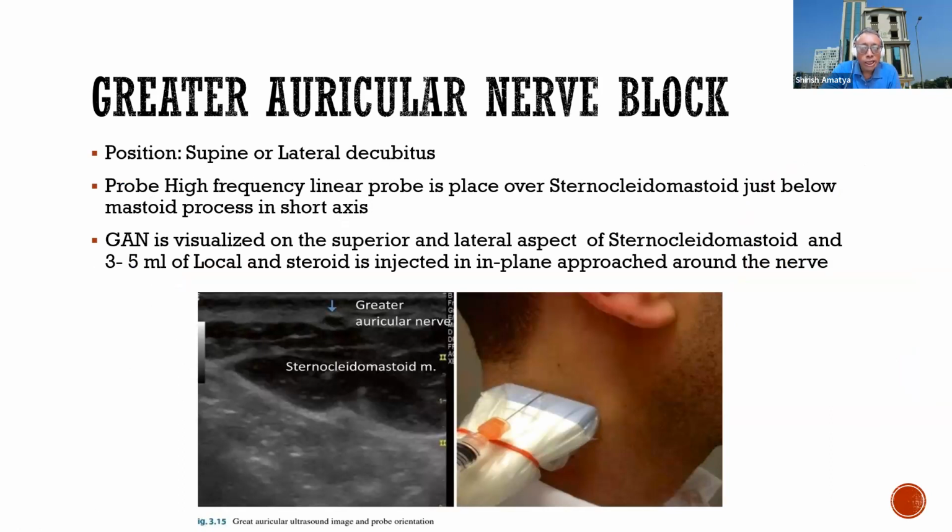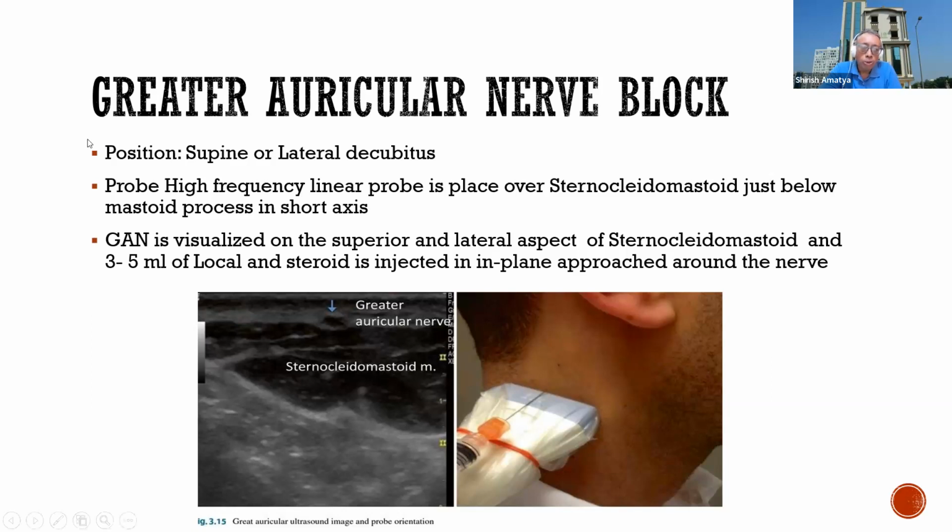We can appreciate an oval hypoechoic structure above the belly of the sternocleidomastoid muscle. So that is the greater auricular nerve, and we can inject the drug either in plane or out of plane around the greater auricular nerve to block this nerve.